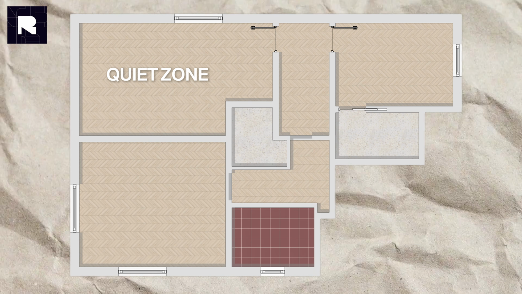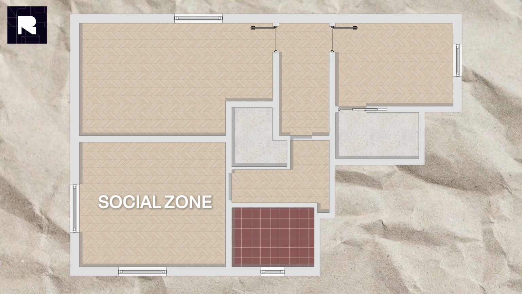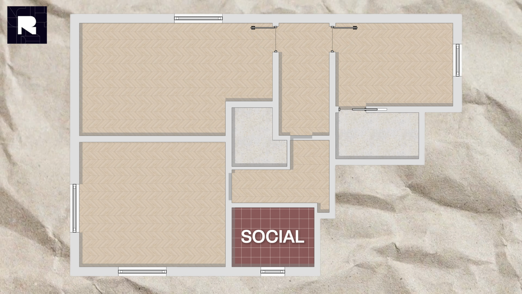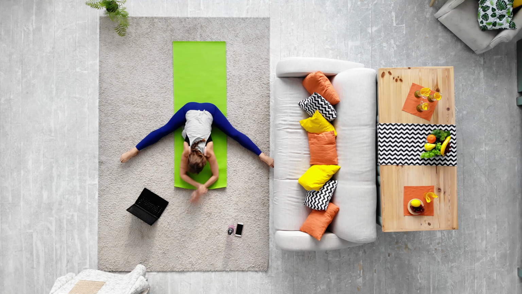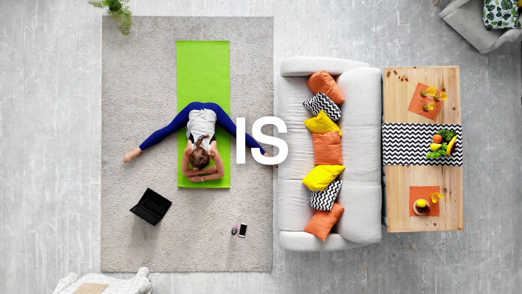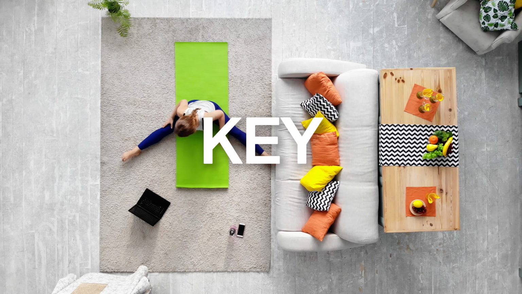So instead, I think in zones. A bedroom is a quiet zone. A living room is a social zone, and a kitchen is part social, part service. This small shift changes everything, trust me. Because now we're designing around how you live, not what the estate agent called the room.